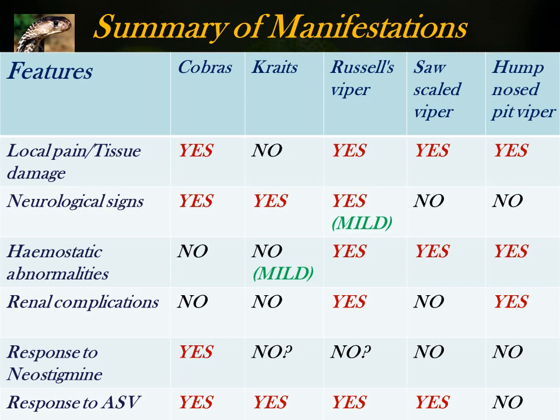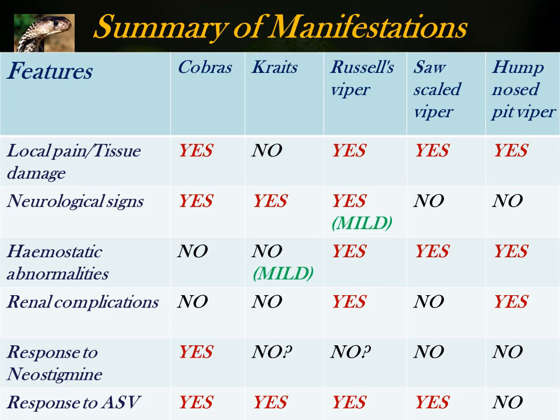Now, another one. Under the krait, the hemostatic abnormalities must be no, because these are not the vasculotoxic snakes, the cobra and the krait. These are the common features of the vipers, but here you see that in some of the cases, some of the species of krait, you might get some of the hemostatic abnormalities. Okay.